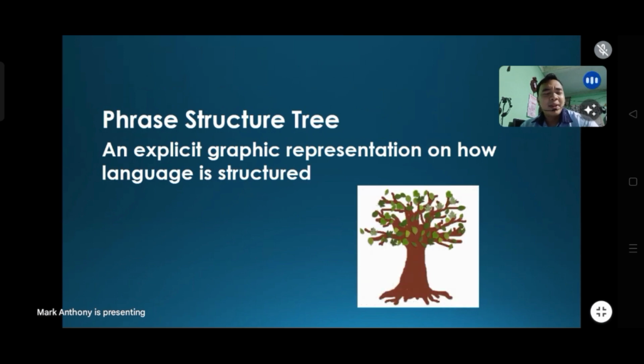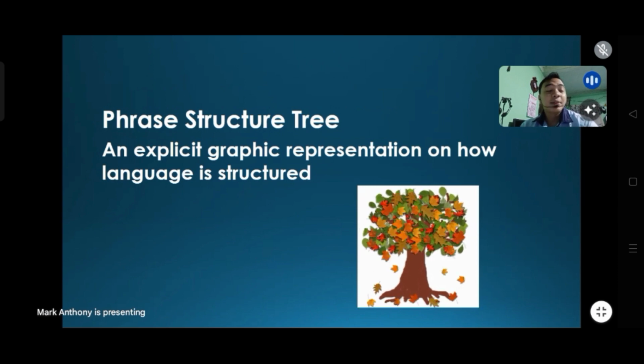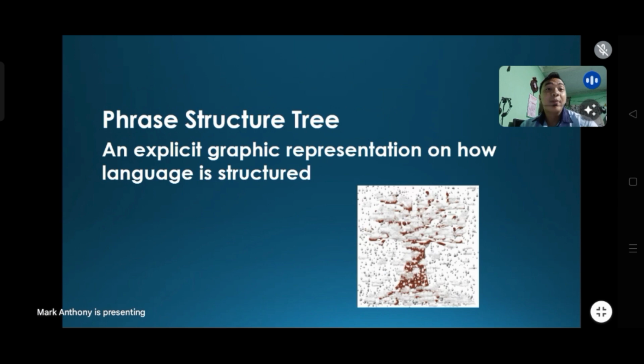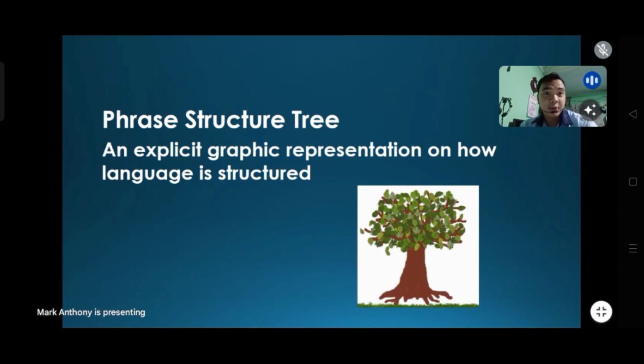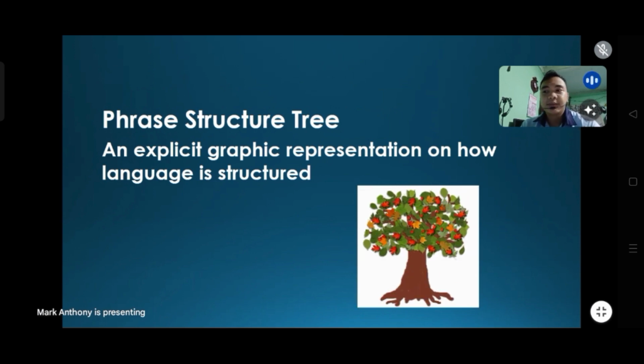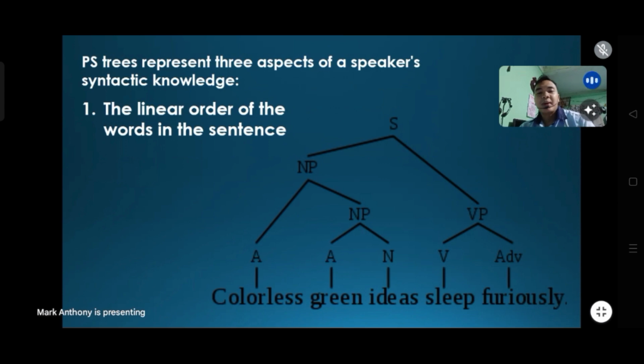So phrase structure tree, I believe that you've seen this once, but it's just that you don't know that it's exactly a phrase structure tree. Well, phrase structure tree is an explicit graphic representation of how language is structured. So for example, what we have here is an example of a phrase structure tree. Phrase structure trees represent three aspects of the speaker's syntactic knowledge.